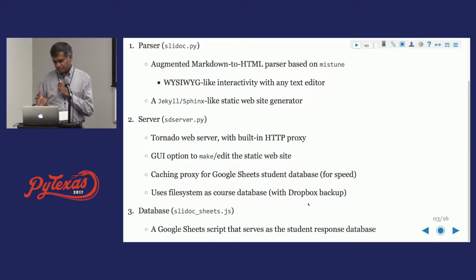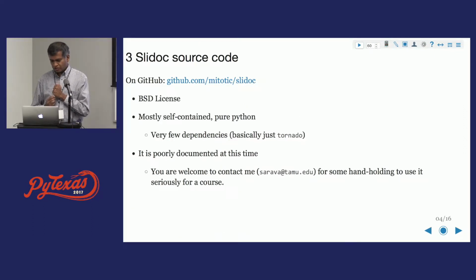As I said, the database is not written in Python. It's a Google Apps Script. It's a few thousand lines, a couple of thousand lines. It's JavaScript and just resides as part of a Google Sheets database. The source code's on GitHub. The nice thing is it's pure Python, and it has almost no dependencies. It's all self-contained. The only thing you need to install for the basic stuff is the Tornado web server.